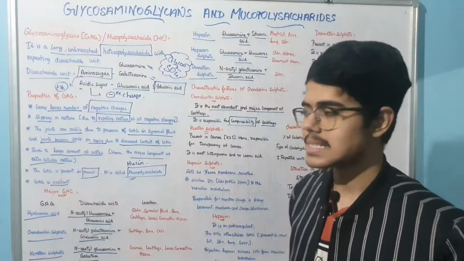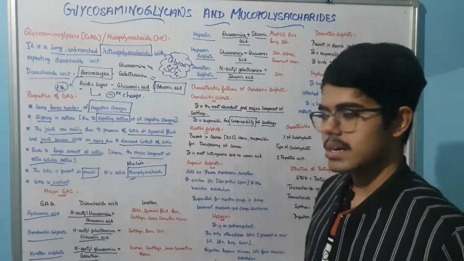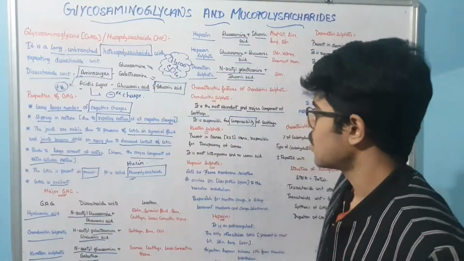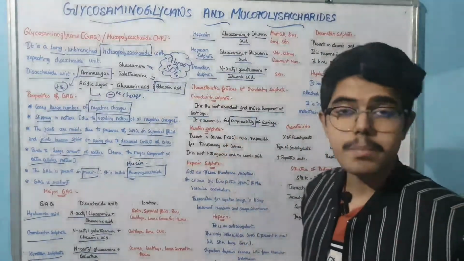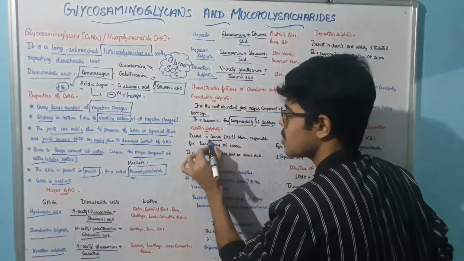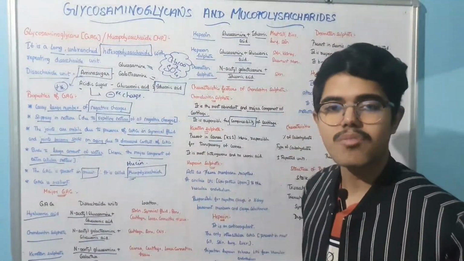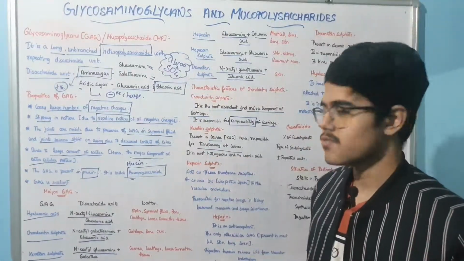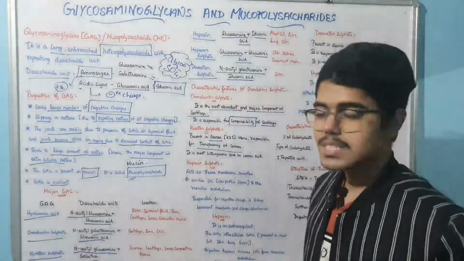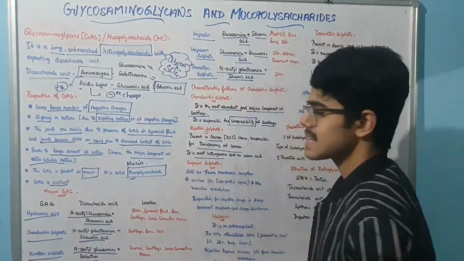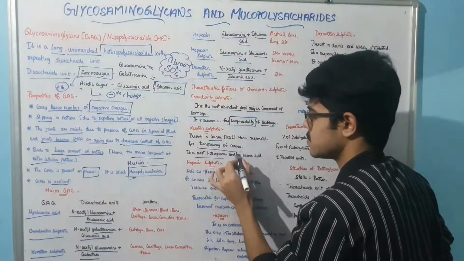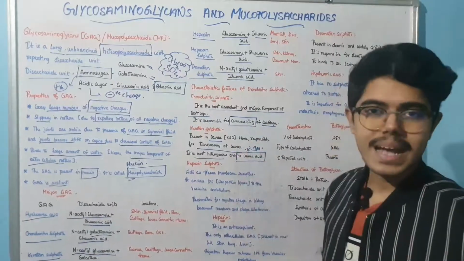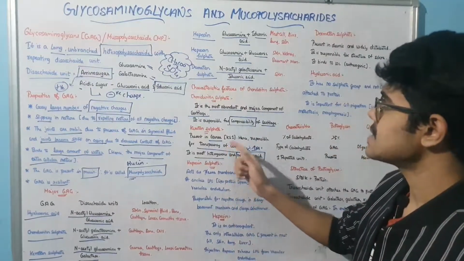What about keratan sulfate? Keratan sulfate has different types, that is keratan sulfate 1 and keratan sulfate 2. Now keratan sulfate 1 is very important, present in the cornea, and it is responsible for the transparency of the cornea. It is also mostly heterogeneous and contains no uronic acid. Very important, one more question, no uronic acid. Okay, that is the keratan sulfate.